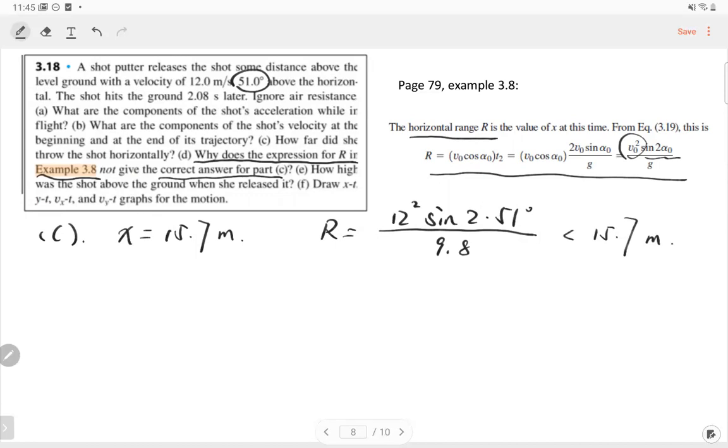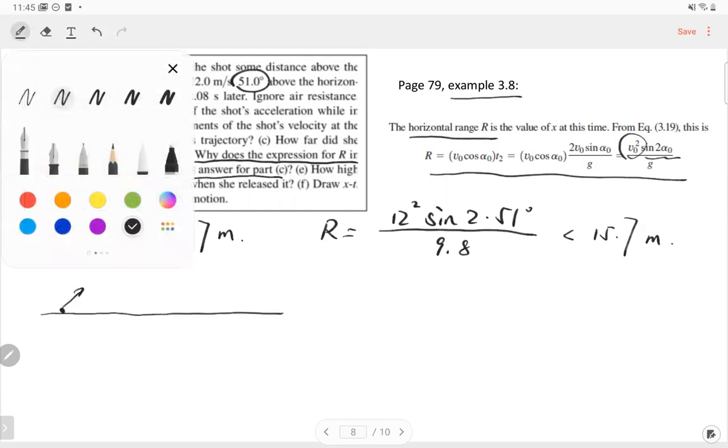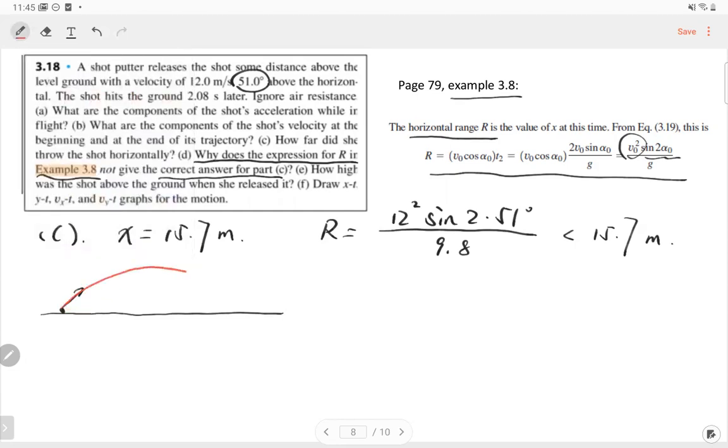So why can we not use this equation? Because in example 3.8, this is a motion starting from the ground, then with a projectile motion, after several seconds, it reaches the ground. So the initial position and the final position are at the same level. They have the same height. That means the y displacement is zero. Then we can use this range equation.